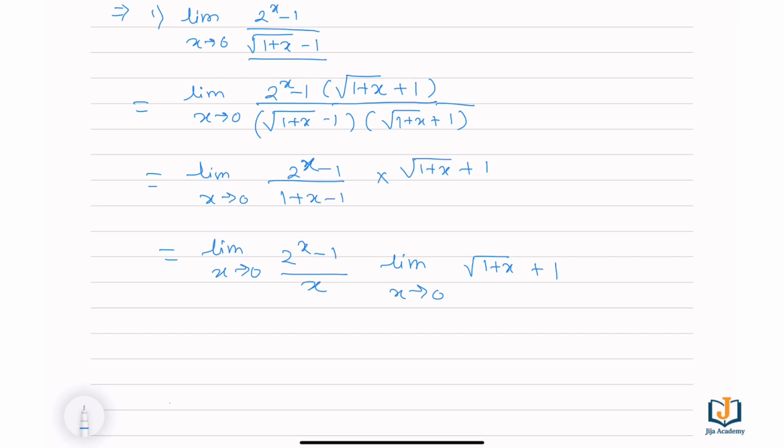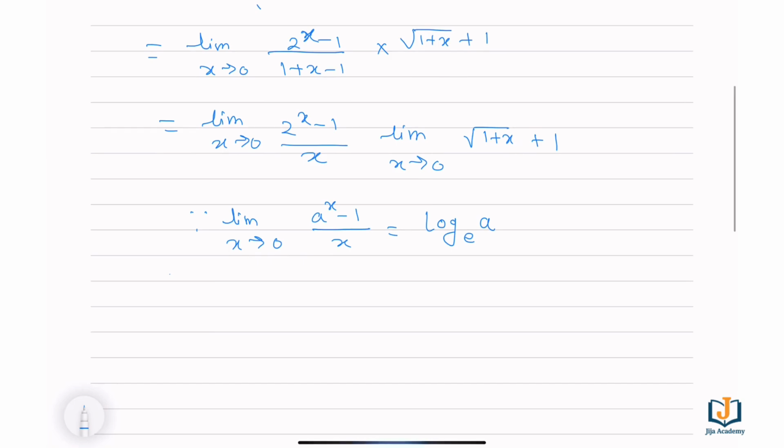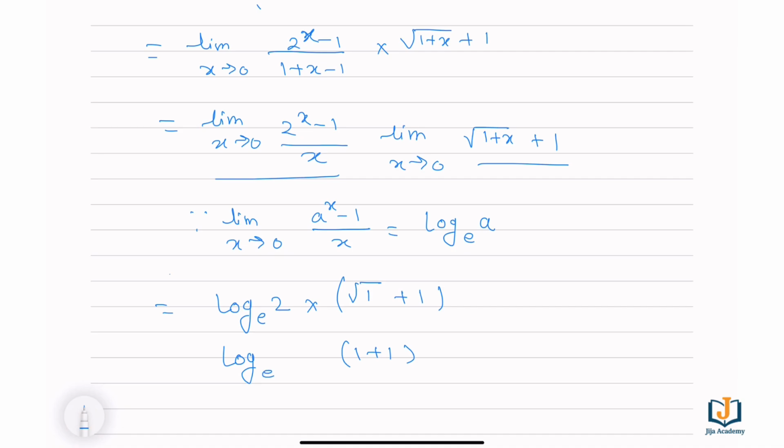So we know the formula limit x tends to 0, (a to the power x minus 1) upon x is equal to log of a. So we are using the same formula here. So we get here log of 2 and limit, putting limit here, we get under root 1 plus 1. So 1 plus 1 is equal to 2. So answer is 2 log of 2.